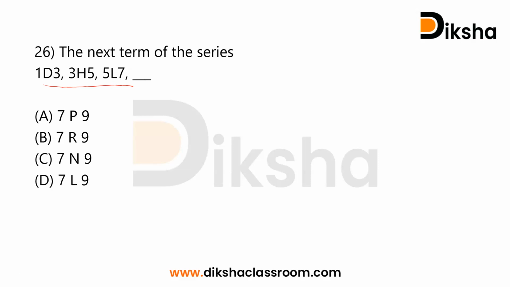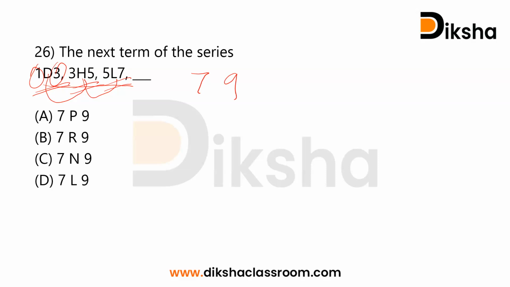In this question, the first and third items are from the number series and the middle item is from the letter series. In the first case it is 1 3, here it is 3 5, here it is 5 7. So the next numbers will be 7 and 9.